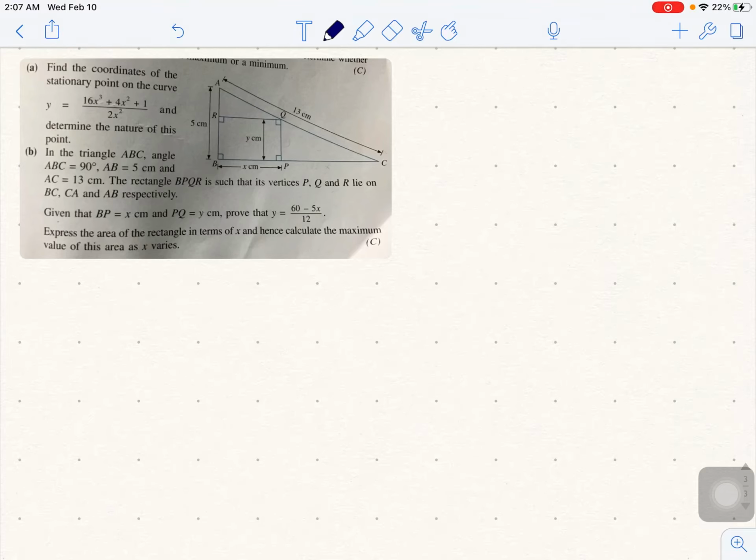So find the coordinates of the stationary point on the curve given as such, and we have to determine the nature. Nature here simply means we have to identify whether the coordinate is going to be maximum or minimum. So let's start by simplifying. I can do 16x cubed over 2x squared, 4x squared over 2x squared, and then 1 over 2x squared.